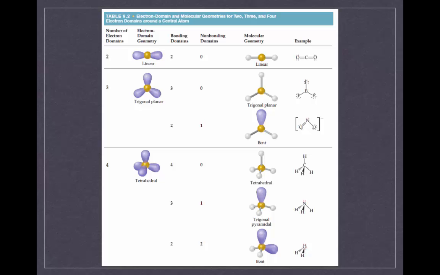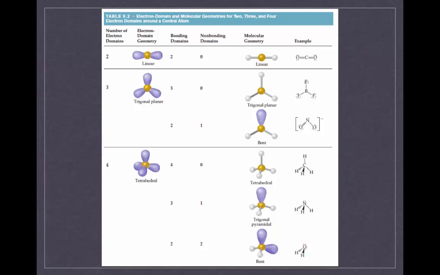If you look at 3 electron domains, there are 2 different options that can happen. I can have 3 bonding domains, which means 3 atoms bound to my central atom, and no non-bonding domains. This example would be BF3. Remember, this is an exception because boron does not have a perfect octet. Notice that the molecular geometry is the trigonal planar that we looked at before, so the angle is going to be 120 degrees between each of these atoms. If instead I have 2 bonding domains, meaning 2 atoms coming off of the central atom, and 1 non-bonding domain, meaning 1 pair of unshared electrons, the shape is going to be bent. One example of this would be NO2 with a -1 charge.